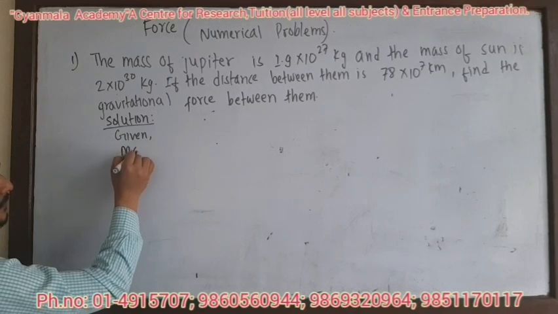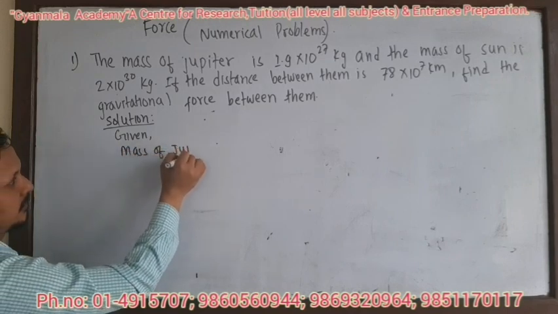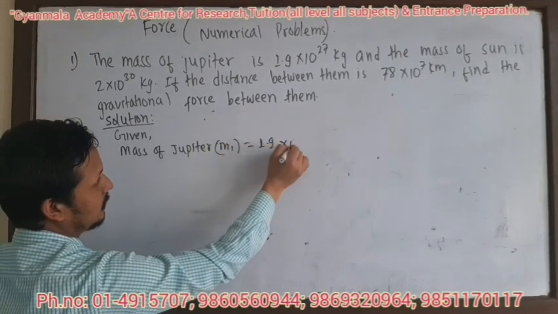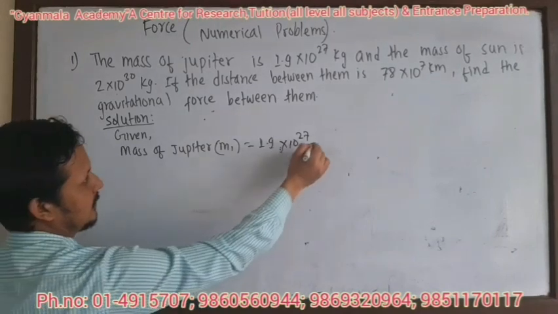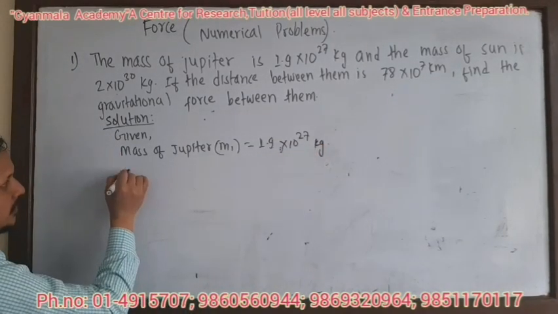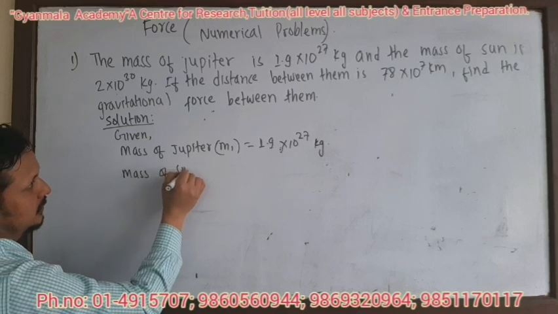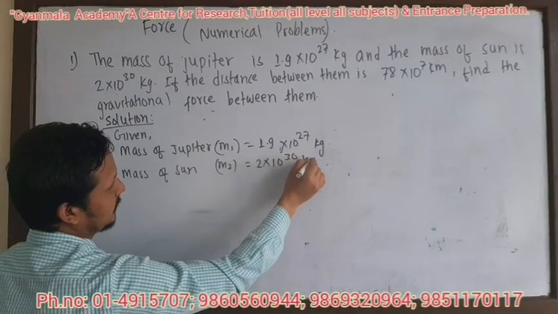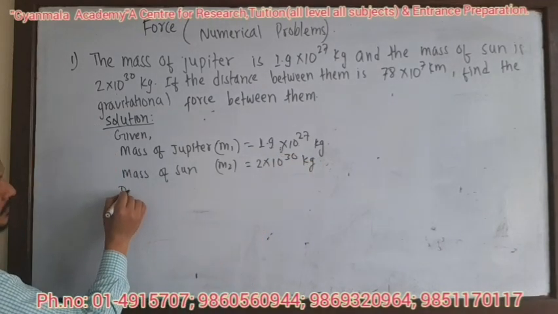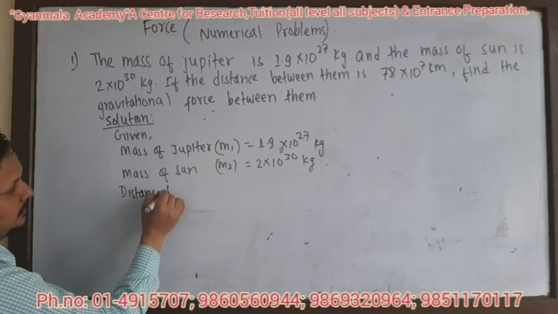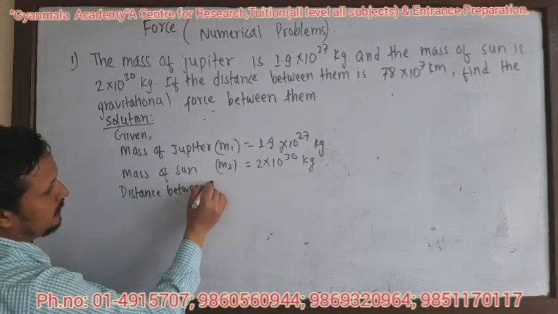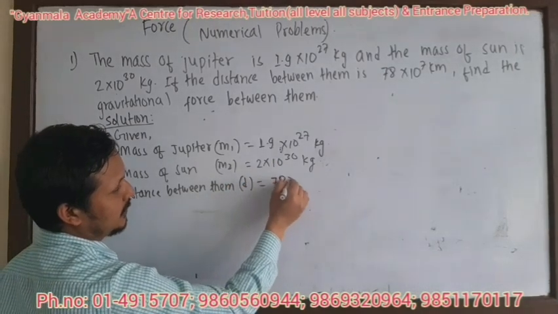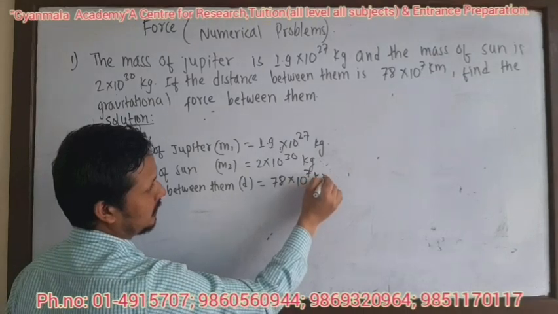Given: mass of Jupiter, m1 equals 1.9 into 10 to the power 27 kg. Mass of Sun, m2 equals 2 into 10 to the power 30 kg. Distance between them, d equals 78 into 10 to the power 7 kilometer.